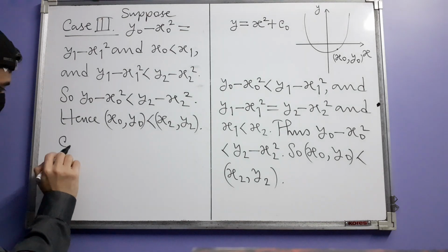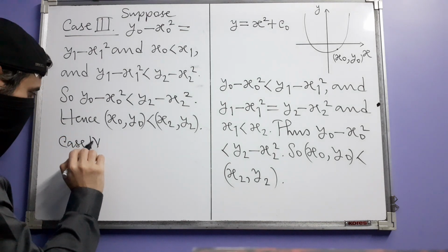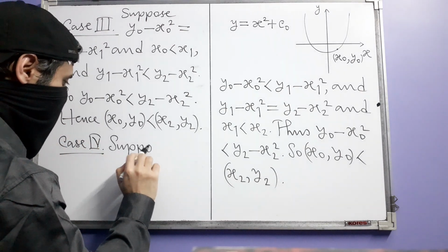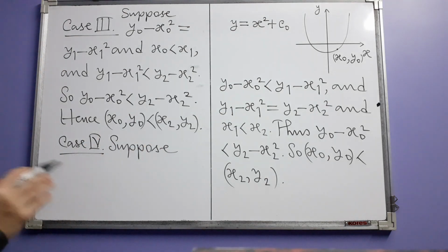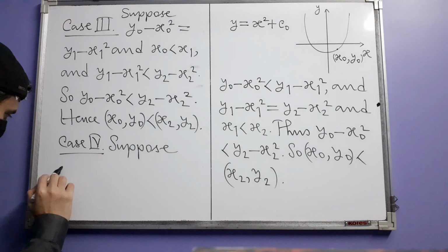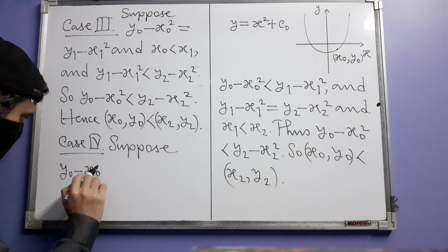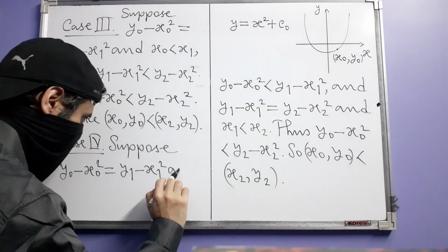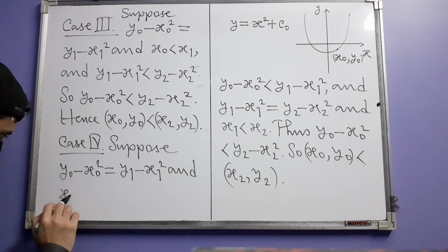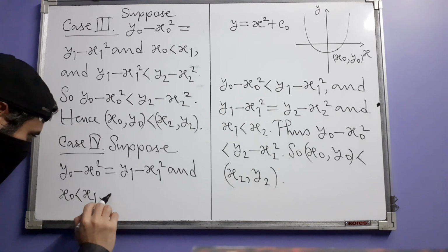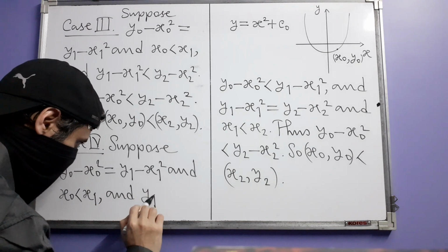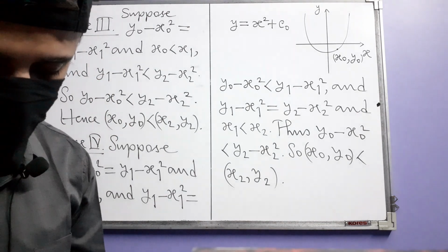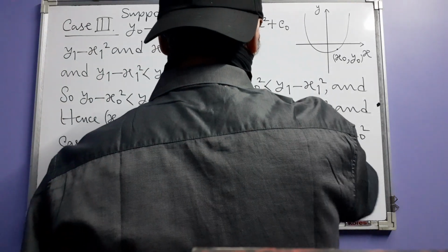And finally, there is case 4. In case 4, you take the second option from both the things. That means this time this is equal to (y1 minus x1) square and x0 is less than x1 and (y1 minus x1) square is equal to (y2 minus x2) square and x1 is less than x2.